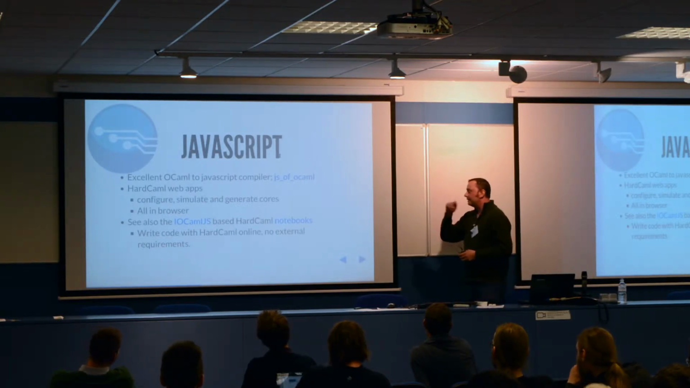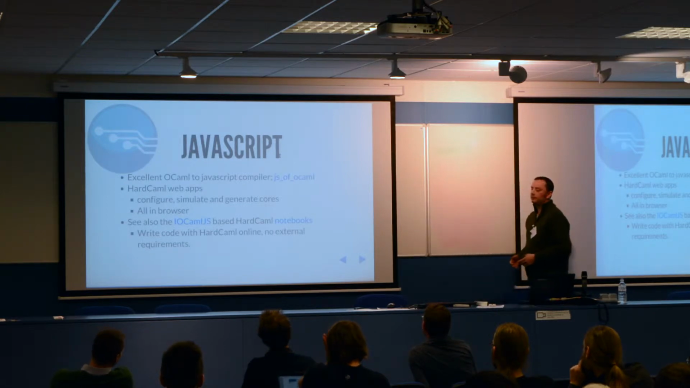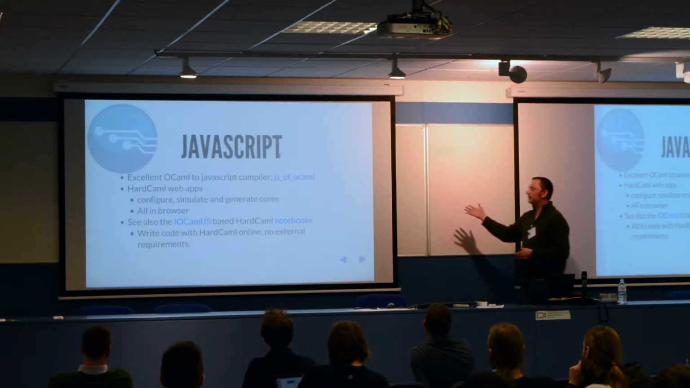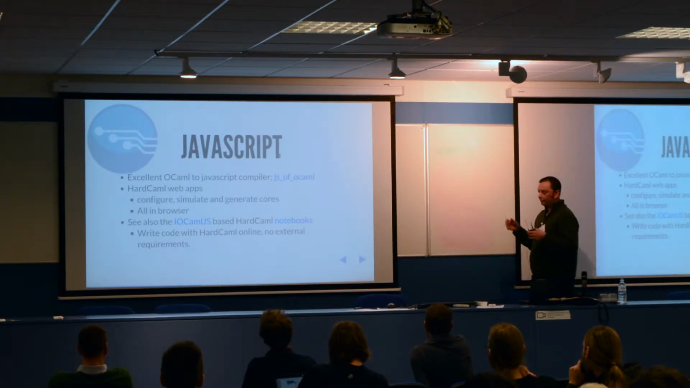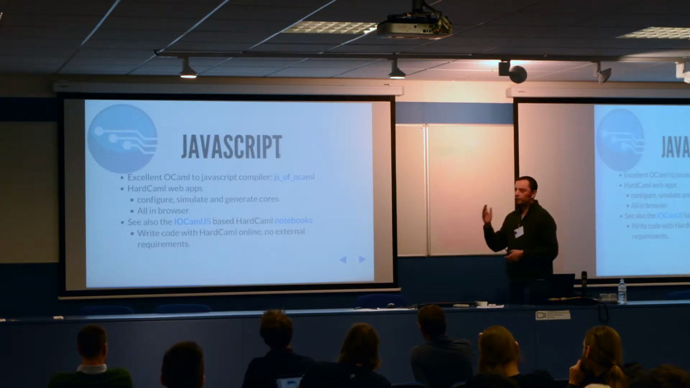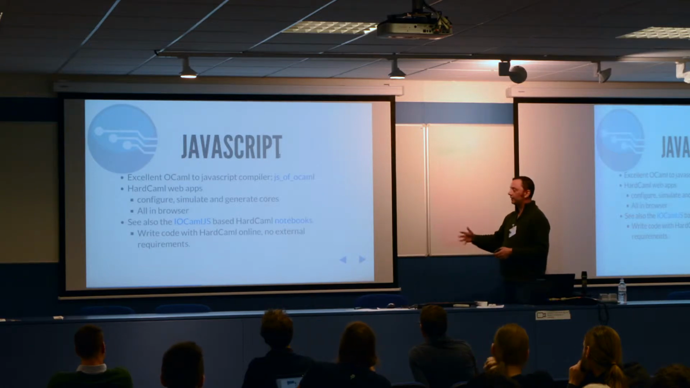JS_of_OCaml, this is part of the OCaml ecosystem, is an excellent JavaScript compiler. Genuinely, most OCaml can be converted to JavaScript without a problem. So you can build HardCaml web apps, for example, where you can create designs, put them up on the web, and users can configure and simulate and generate code. This is all done on the browser side. There's no server interaction needed.